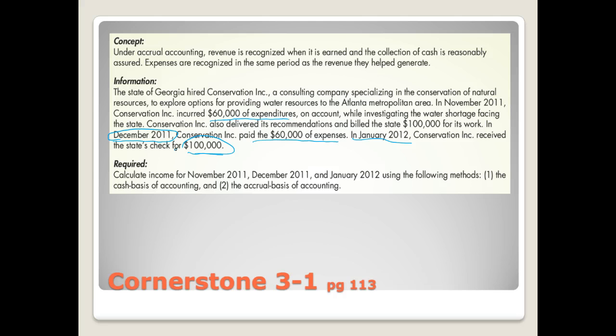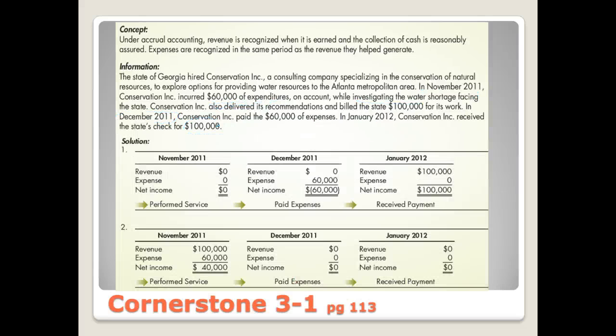Now, in accrual-based accounting, we say that we recognize the revenues when they're earned, and we match the expenses associated with those revenues to the same time period. When did Conservation Inc. earn the revenues for the job it did for the state of Georgia? Yes, they actually did the investigating, the earning of those revenues in November 2011. And when did they actually incur the expenditures associated with that job? Well, in the same month, November 2011. So in the accrual basis of accounting, we would actually have said that the revenues and the expenses were both recorded in November.